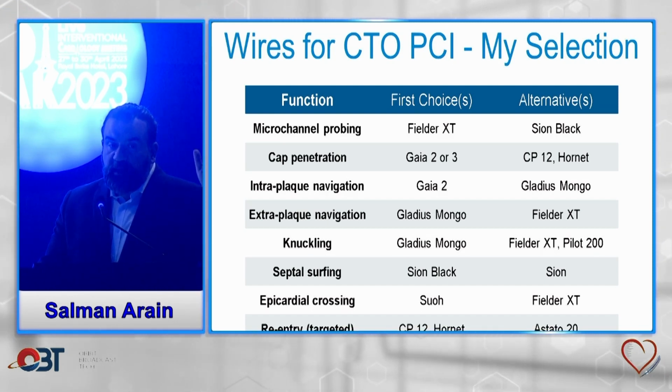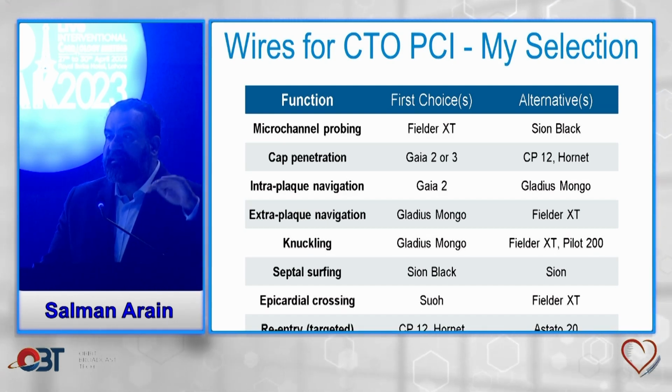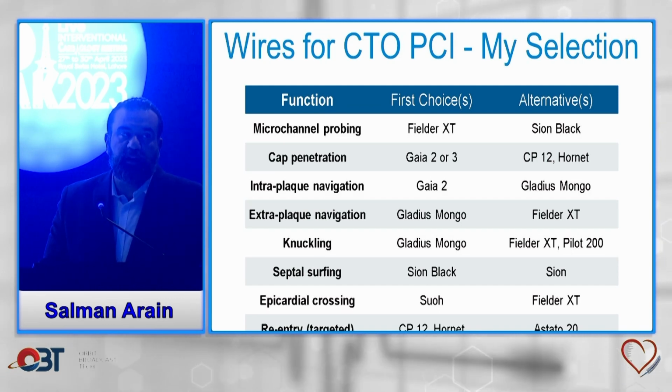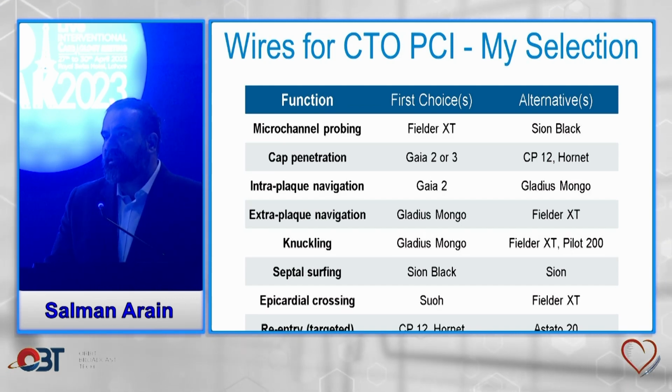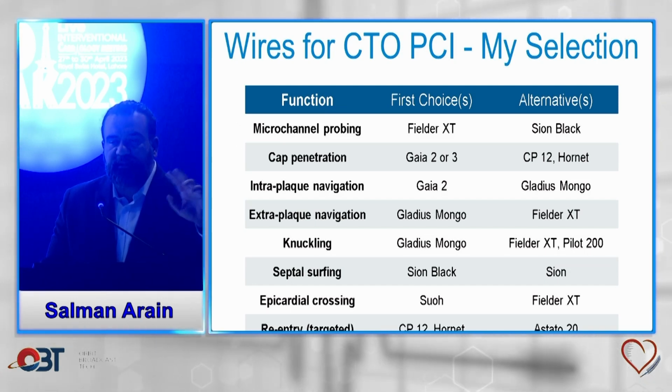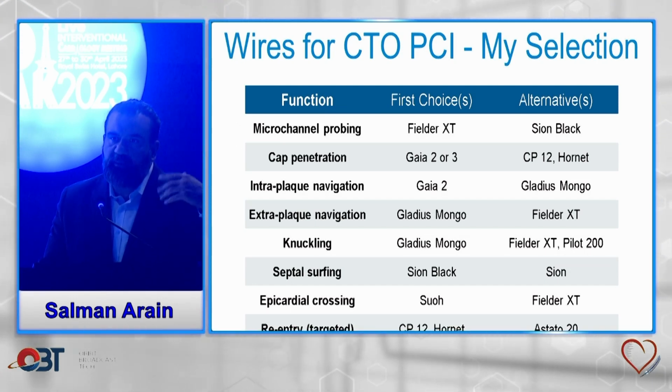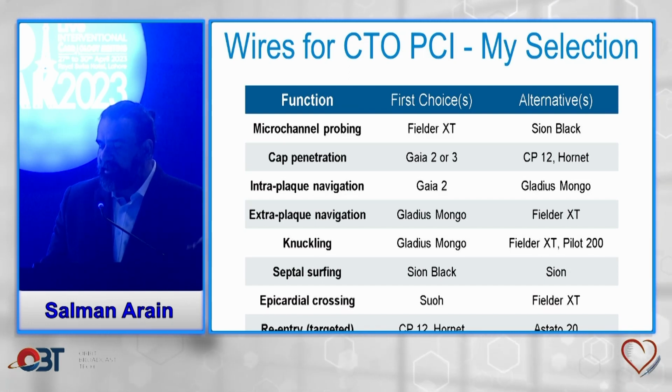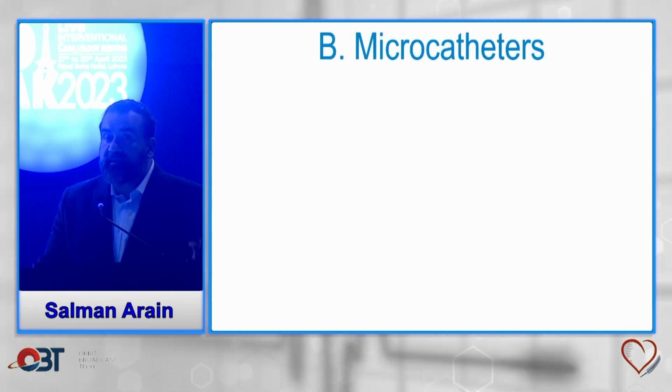Now, there are a lot of names here, but if you actually see, there are about 6 wires that I use. So within 6 wires, I can do pretty much most of my CTOs. There are some alternatives. Sometimes I use that to teach myself and teach my fellows, but anyone should be able to do most of their CTO cases within 6 wires. All right, but wires alone don't do the trick.